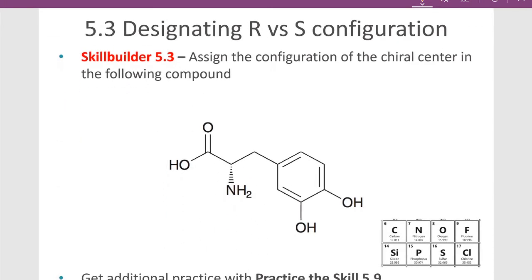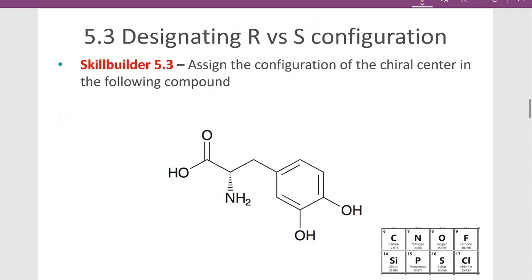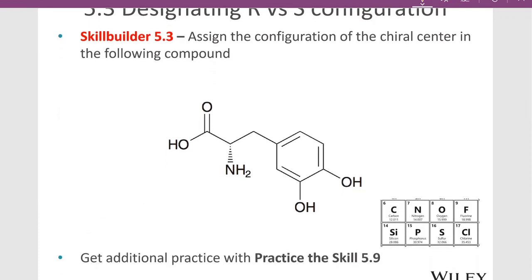So let's assign the configuration of the chiral center in the following compound. So where's our chiral center? It's right here. It's already got the dash for us. So that means we have a hydrogen coming out, because apparently the author of these slides didn't want to make anything easy. So that's going to be number 4. Nitrogen is number 7 here. So with that first layer, we've got hydrogen, nitrogen, carbon, carbon. Nitrogen is higher than carbon, so this is going to be number 1.